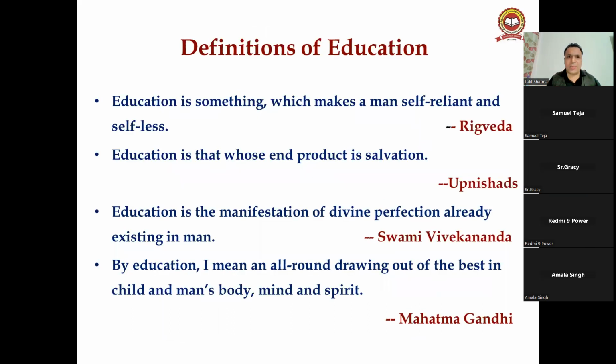So these are some of the definitions of education. Rigveda has said, education is something which makes a man self-reliant and selfless. Upanishad has said, education is that whose end product is salvation. Swami Vivekananda has said that education is the manifestation of the divine perfection already existing in a man. So when a baby is born, he is born with all this divine perfection. The purpose of the teacher is to draw out, not to put into the mind of the student. And Gandhiji has said that by education, I mean an all-round drawing out of the best in child and man, body, mind, and spirit.